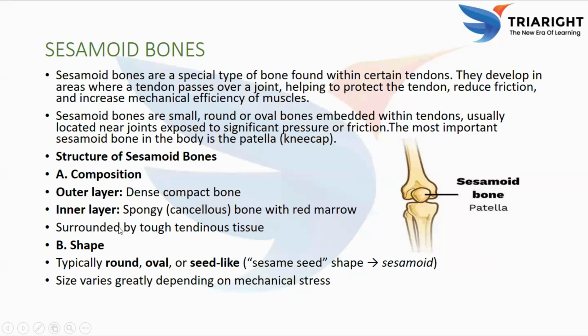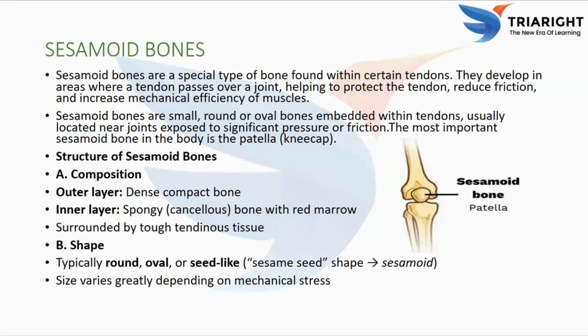This is surrounded by tendon tissue. Coming to the shape of the sesamoid bone, I have already discussed it: it is round, oval, and a small seed-like shape. Shape and size vary depending upon the stress placed on the tendon. So why are these sesamoid bones important? They help to protect the tendons from wear and tear. They increase the leverage of muscles, nothing but increasing the power of the muscles, and also improve the smooth movement at the joint.